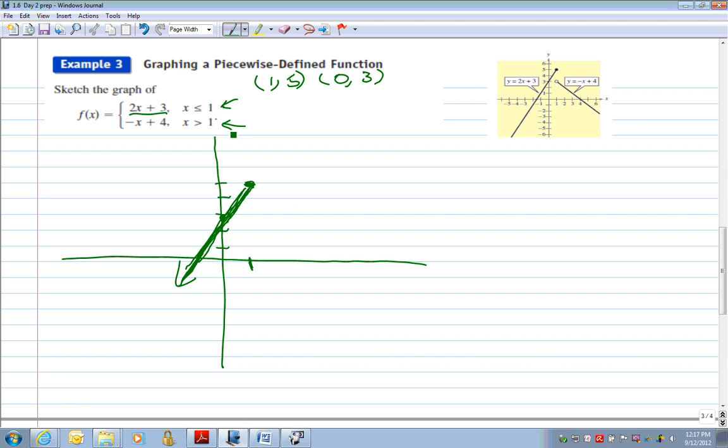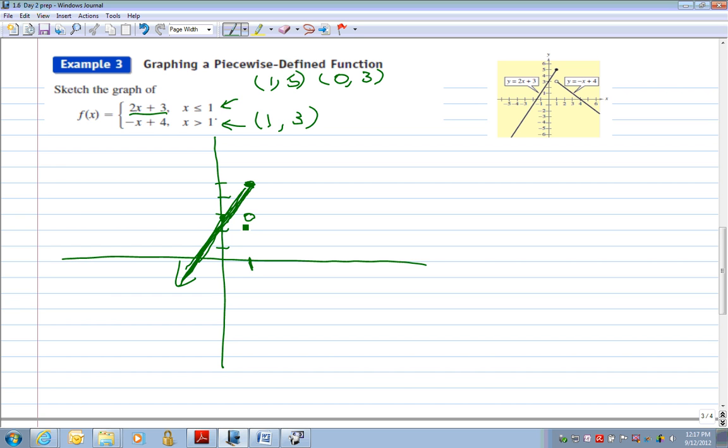Now we're going to do the same thing, and we're going to start with 1 again. But this time when we graph it, we'll graph it with an open circle because it's not equal. So we're going to plug 1 into the second equation. Negative 1 plus 4 would be 3. So we go to 1, and we're at 3, with an open circle.